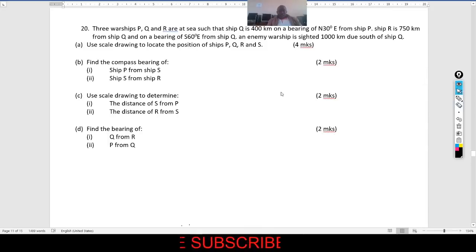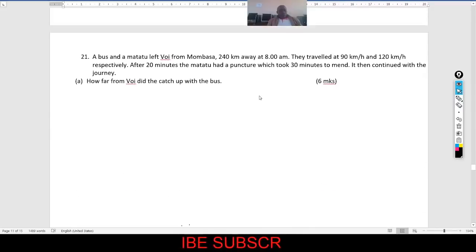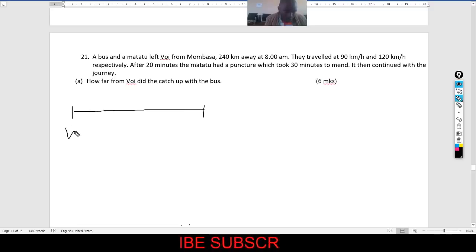Now we go to the next question, number 21. The question is talking about a bus and a matatu that both left Voi. The bus and the matatu left Voi. So let me say the matatu is here, and the bus is here.